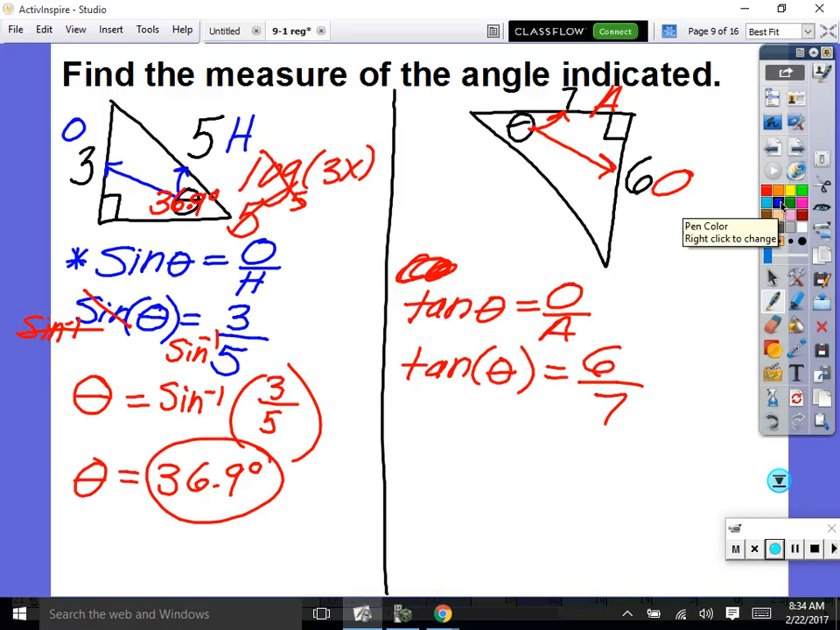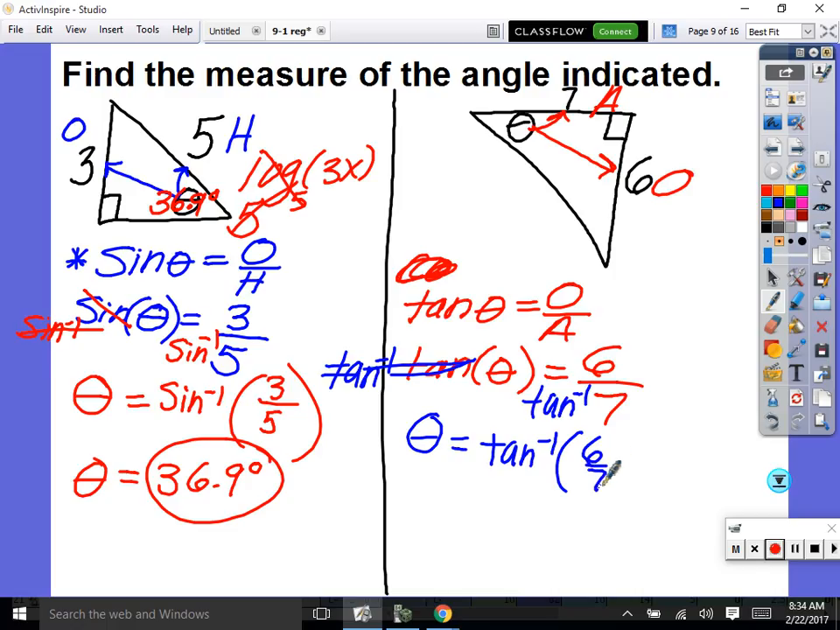It's just algebra, so we need to get theta alone. It's trapped inside tangent, so we need to undo tangent. So we take the tangent inverse of both sides of the equation. Tangent inverse undoes tangent, so theta's alone. So theta is equal to tangent inverse of 6 divided by 7. Go, type it in for me. What is it? 40.6 degrees. So angle theta was 40.6 degrees.